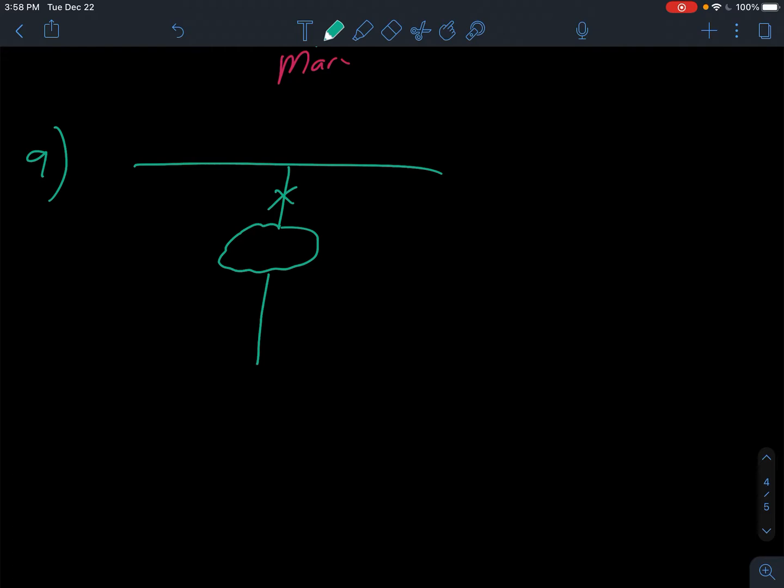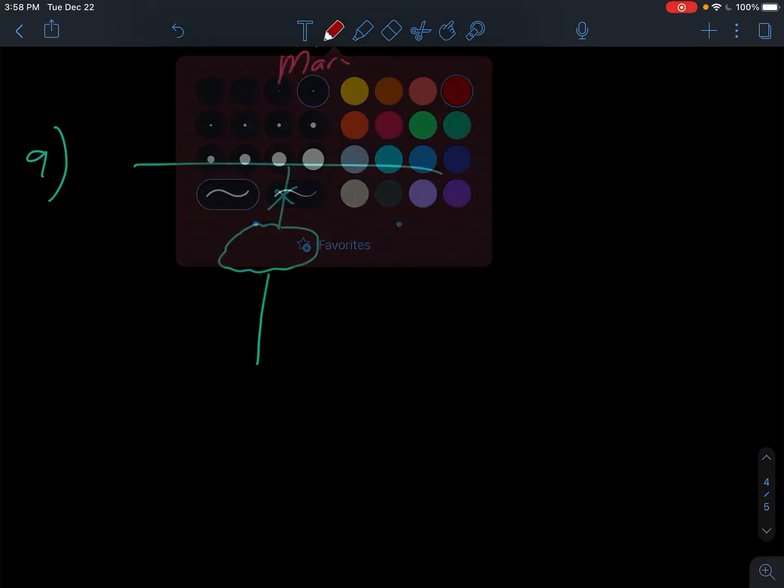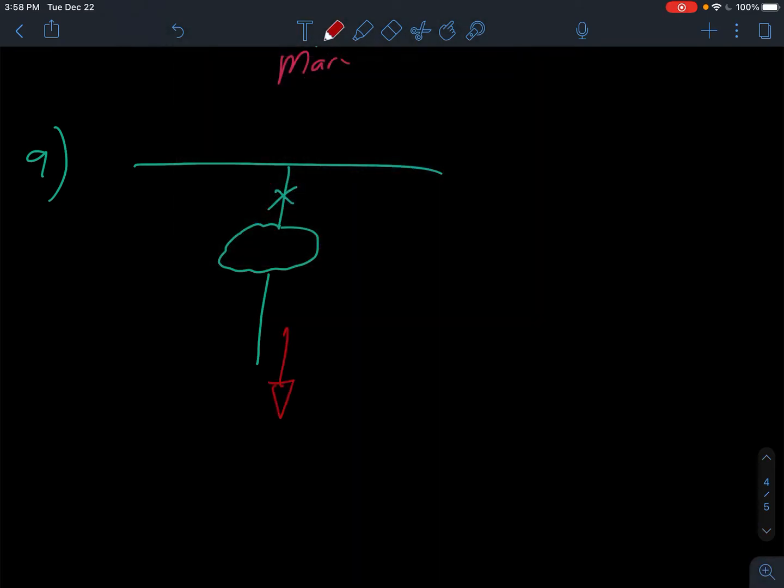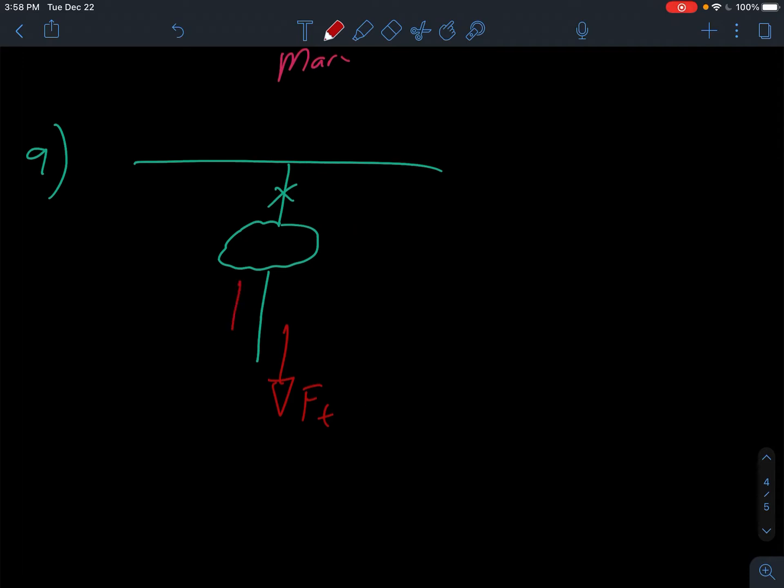the top string will break, because you're going to have, let's use another color, the tension going down on the rock, plus the weight or force due to gravity on the rock. So if you pull slowly, that top string will break.